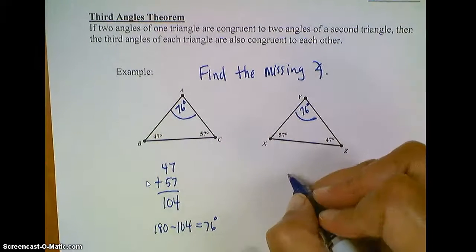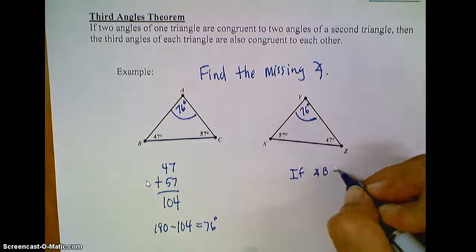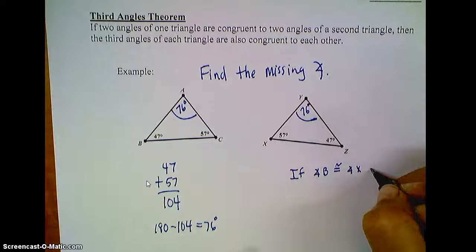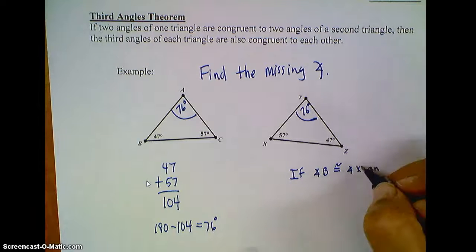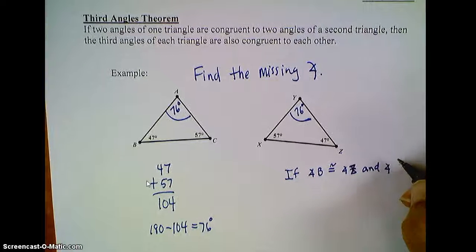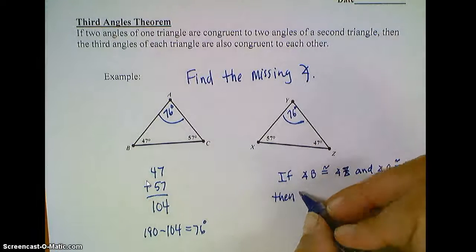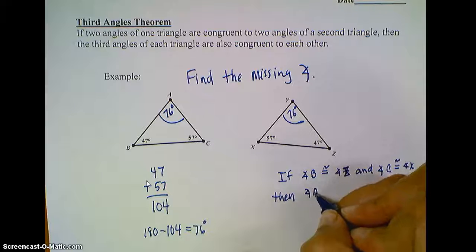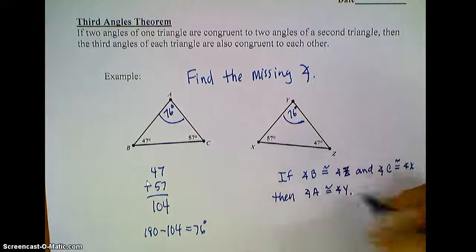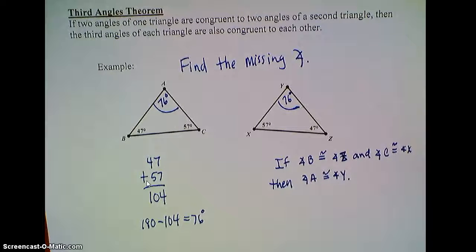So in words, I know that if angle B is congruent to angle Z, and angle C is congruent to angle X, then I'm guaranteed angle A must be congruent to angle Y. All right, so do keep that in mind. It'll come in handy when you're solving for angles. On to page 3.